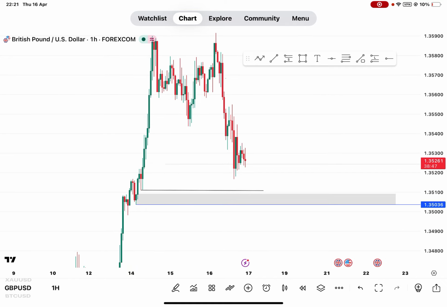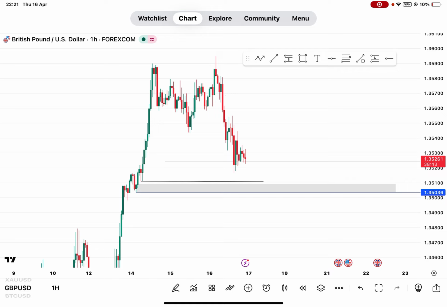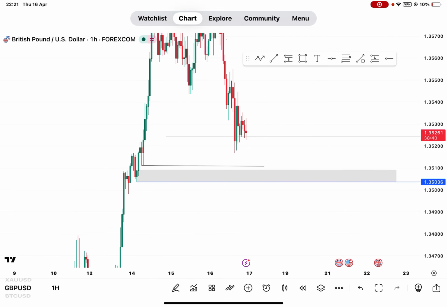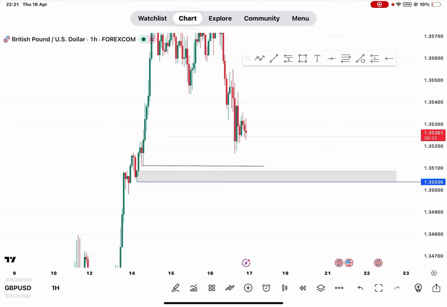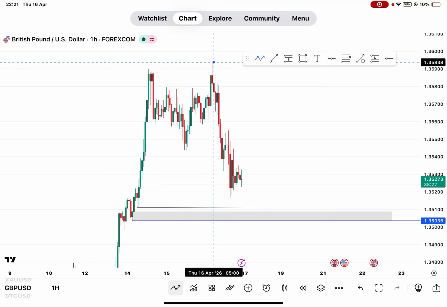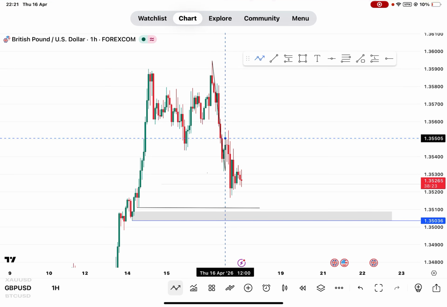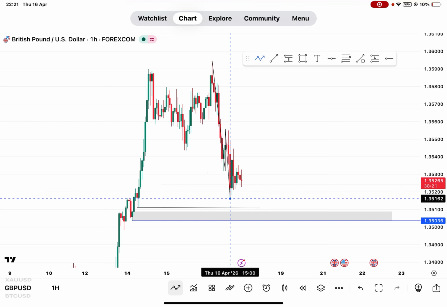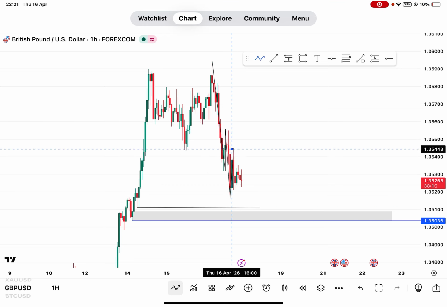So basically, we can see that the market is approaching that zone. So right now, you should be looking out for what is going to happen at this zone, because right now the market is just doing a retracement. We have the lower high, the lower low, the lower high, the lower low, the lower high, and you can see the market making this series of moves.